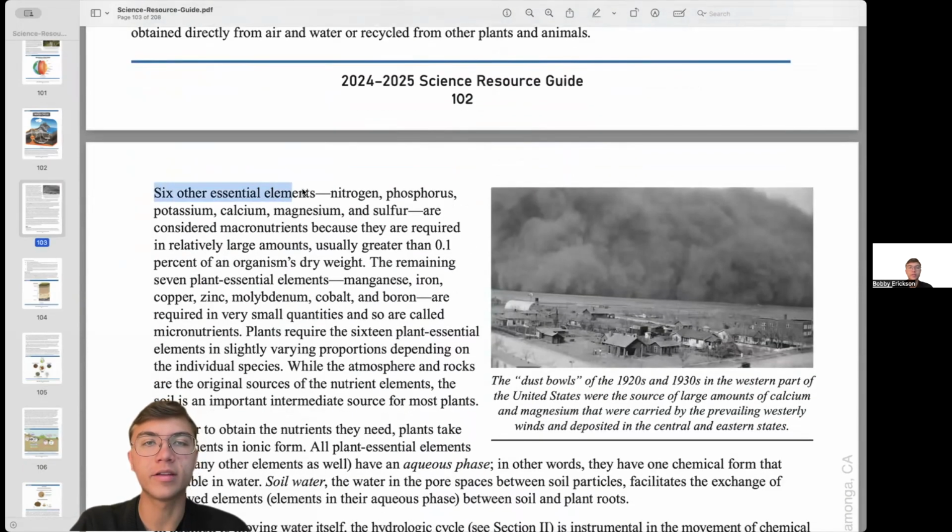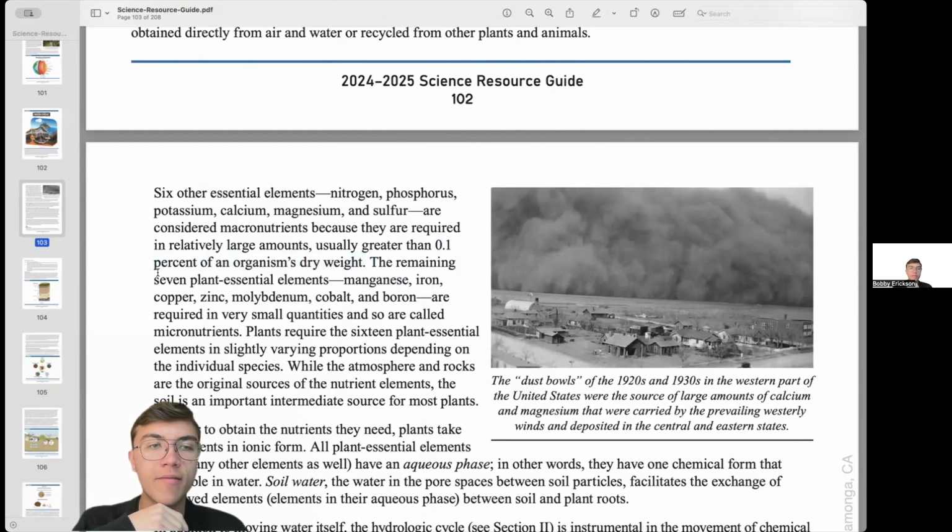Then we have some other essential elements that are very important. Those include nitrogen, phosphorus, potassium, calcium, magnesium, and sulfur. NPPCMS, NPPCMS, NPPCMS. So try to use that acronym to remember the different elements that we need. Now, you don't want to mix up the different elements, because we have some other elements here which are different. The six essential elements are usually greater than 0.1% of an organism's dry weight.